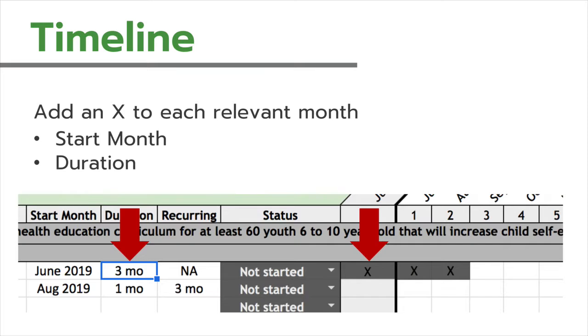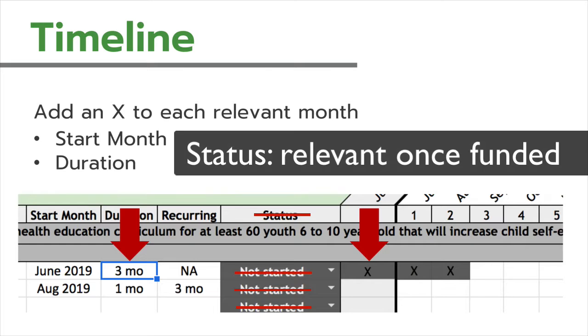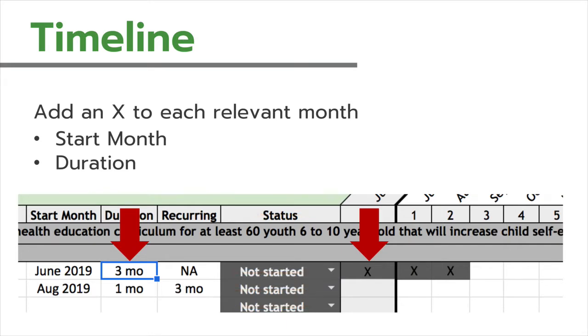So if you look a little bit further to the right on this spreadsheet, we have a couple more columns that are labeled by month. You can ignore the status column that's in the middle for right now. That would be used later on once we're working on tracking a program that has been funded, and we would explain how that works for you. So in creating this timeline, what we're going to do is we're going to put in an X for each of the relevant months to create a visual timeline.